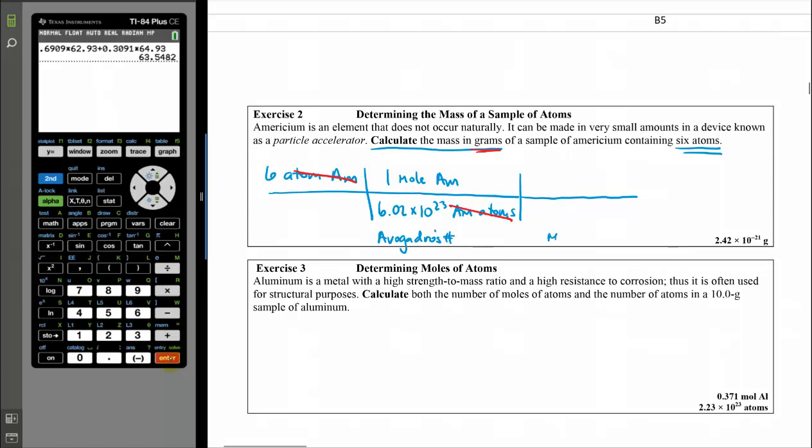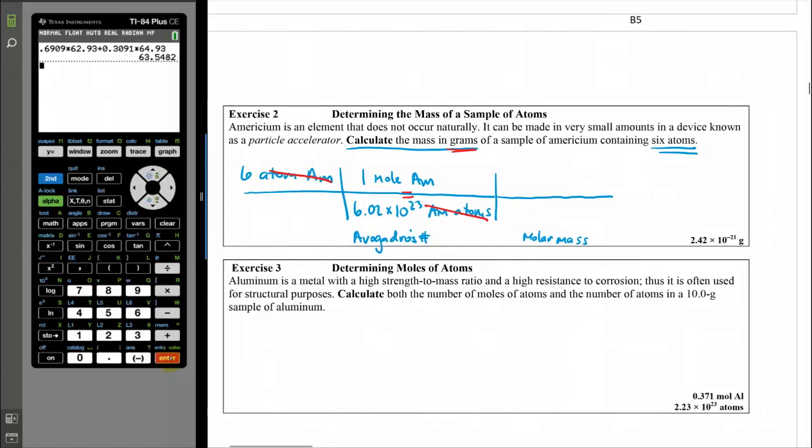In this next step, we're going to use molar mass. And those are sort of two truths. If you've seen one of my videos before, you know I like the idea of truths or equality statements. 1 mole of Americium is 6.02 times 10 to the 23rd atoms. Well, we need another equality statement here.